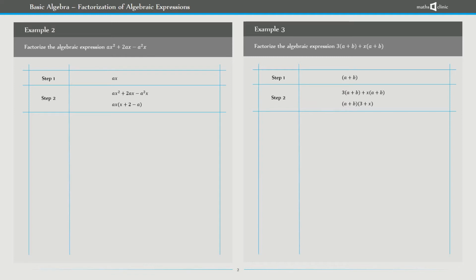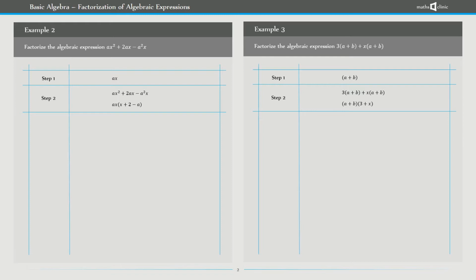We're given an algebraic expression, 3 multiplying a plus b plus x multiplying a plus b. Assume that you have 3 multiplying a plus b as one term, and x multiplying a plus b as your second term. What is your common factor here? The thing that would divide 3 times a plus b and x times a plus b is a plus b. If you divide 3 times a plus b by a plus b, you get 3, and if you divide x times a plus b by a plus b, you get x.